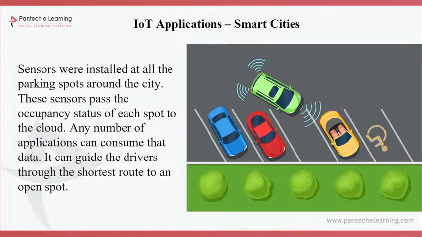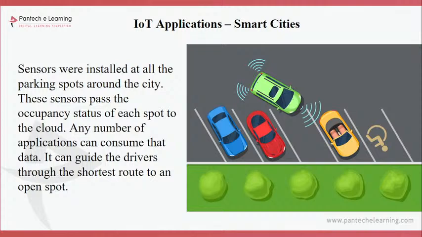How will smart parking work? Some sensors are installed at all the parking spots, around the city. Wherever the vehicle goes to a spot, the sensors automatically send data to the cloud. The sensor will collect the data of the vehicle and upload to the cloud how many vehicles are parked. So any number of applications can consume the data.